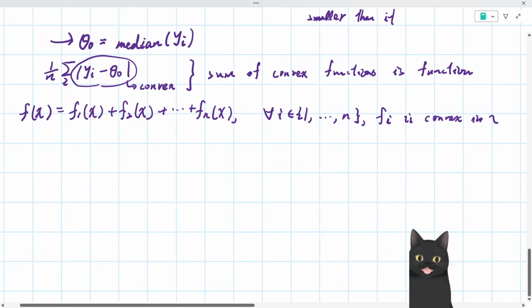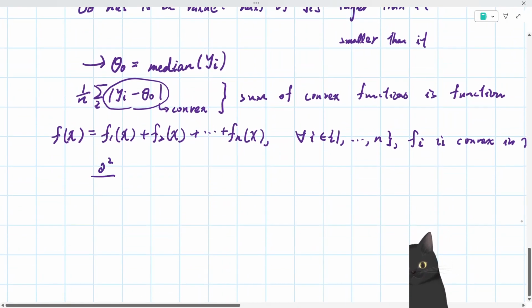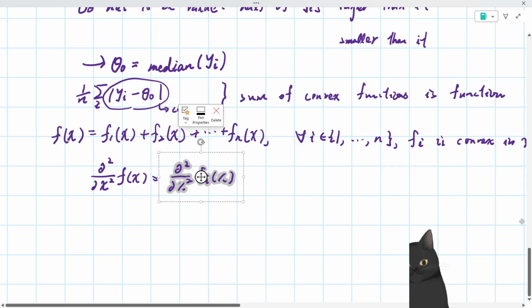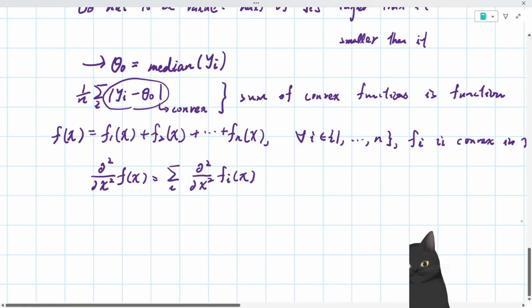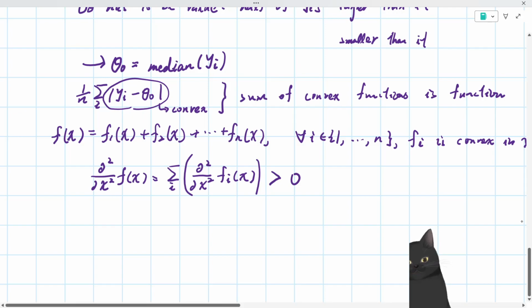Then, if I take the second derivative of all of these functions, that's equal to summing over the second derivatives of all the subfunctions of f. But we also know that this must be larger than 0, because the second derivatives of a convex function must be larger or equal to 0. So then we have that the sum of convex functions must also be convex.